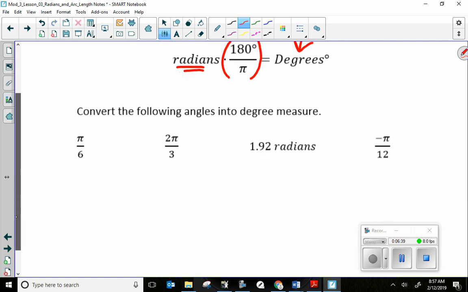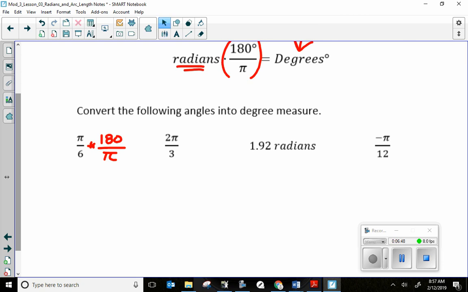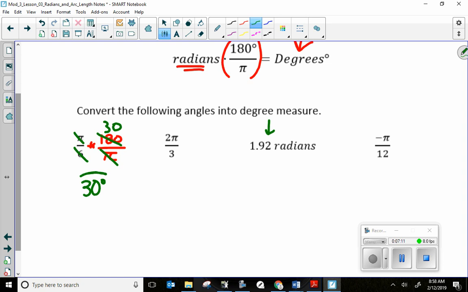And that's what we're going to do right now. Let's convert the following angles into degree measure. So I take pi over 6 and I multiply it by 180 over pi. Oh, that's awesome. Most of the time you'll have a pi in your radians. Not all the time. There's going to be an example where we don't have pi. But most of the time when we have pi like this, top and bottom cancel. There's no more pi. 6 goes into 180 30 times. So my answer is 30 degrees.